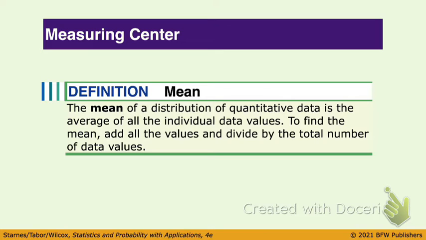So the mean of a distribution of quantitative data is the average of all of the individual data values. To find the mean, you're going to add all of the values and divide by the total number of data values. You guys knew that, right? Yeah, you know how to do this.